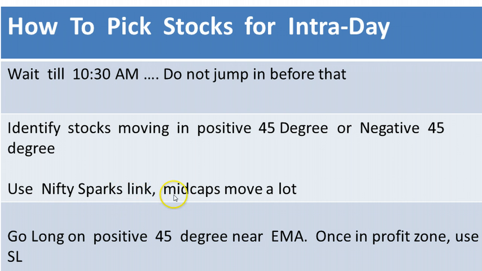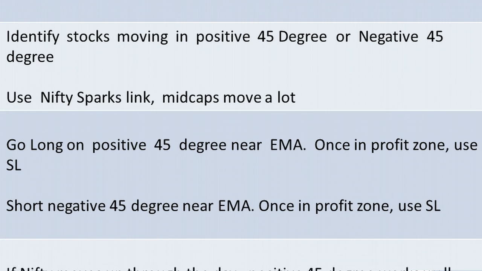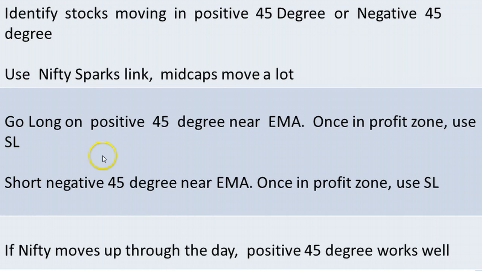Use the Nifty Sparks link, and mid caps typically move a lot, so I tend to pick stocks from mid caps. And I think last month, somewhere recently, we picked Sun TV and it actually moved by 10% at the end of the day, and through the day it at least moved up by 5%. And go long on the positive 45 degree kind of moving stock near the EMA. Enter, go long in futures. Ideally use futures because in options, there is a time decay, and futures kind of works pretty well. And in options, there can be low volumes also.